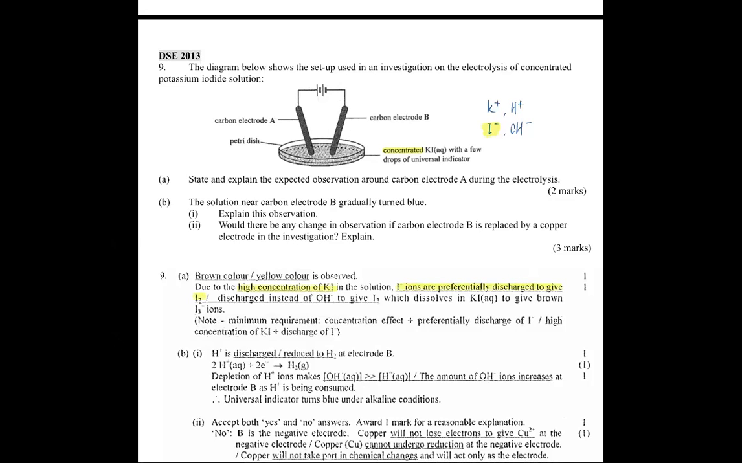And for the color, because we haven't learned the group 7 unit, we will have a unit to discuss the properties of group 7. After learning that part, you will be able to work out the color. So for now, just write the answer. And then part B, the solution near carbon electrode B gradually turned blue. So for universal indicator, before we move on, just finish our question first.